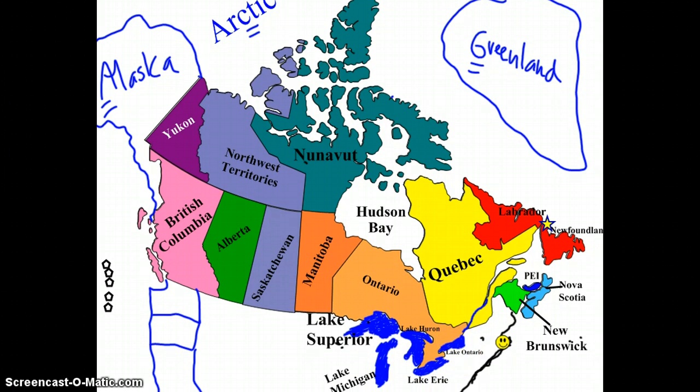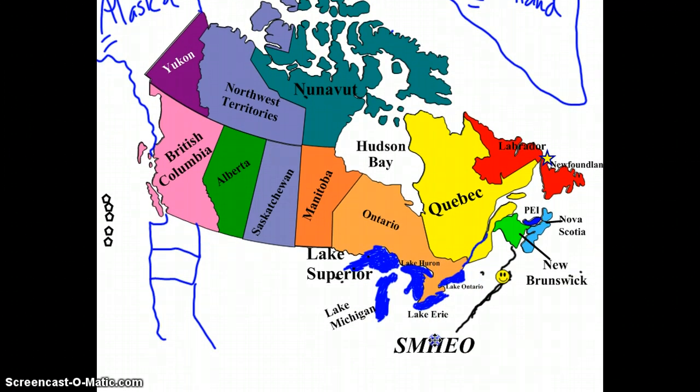So I, of course, have a silly little way of remembering it, and I say, SMHEO. S-M-H-E-O. Superior, Michigan, Huron, Erie, Ontario. The 3 consonants come first, then the 2 vowels. SMHEO. S-M-H-E-O. Maybe that will help you remember the lakes as well. Okay? Any trick you can make that will help you remember things is worthwhile.